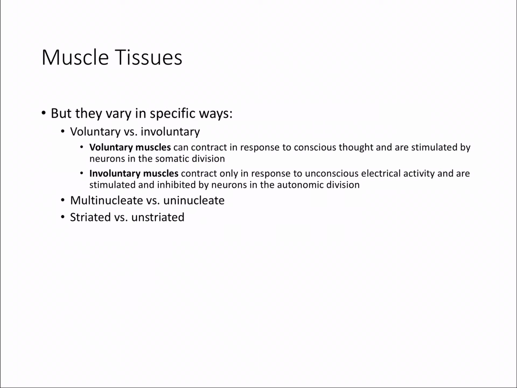So I mentioned voluntary versus involuntary. So voluntary muscles are your skeletal muscles. So conscious thought can cause that. You can think about it, you can move your arm, you can move your leg, you can run, you can walk. Involuntary muscles contract in response to unconscious stimuli. So these are going to be your cardiac muscle. You're not thinking about your heartbeat. Your smooth muscle in your digestive tract is all involuntary.